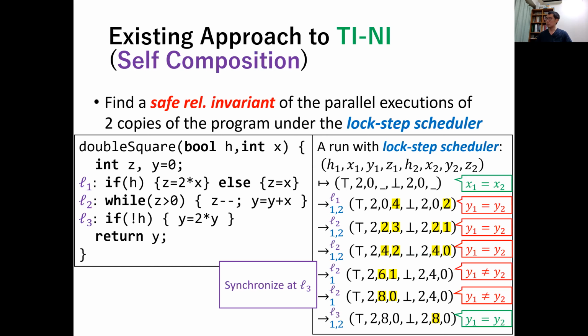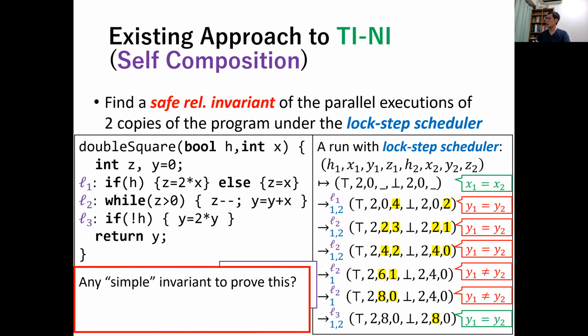Finally, since the value of H is false in copy 2, the value of Y in copy 2 is doubled, and it will change from 4 to 8, and we are at the end of the program for both copies. Now note that the property we wanted to verify is satisfied in this example run, in that initially X's are the same, and finally, Y's are the same. So this was the property that we wanted. If the low security inputs are the same, so is the low security output at the end of the program.